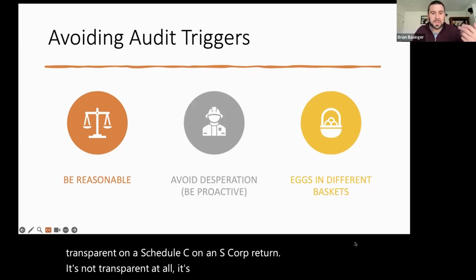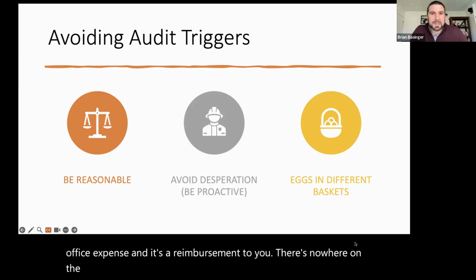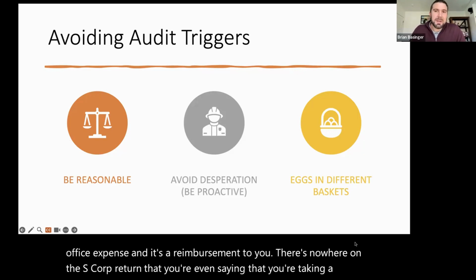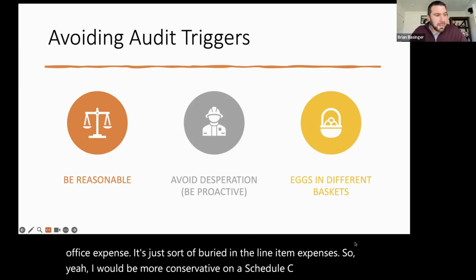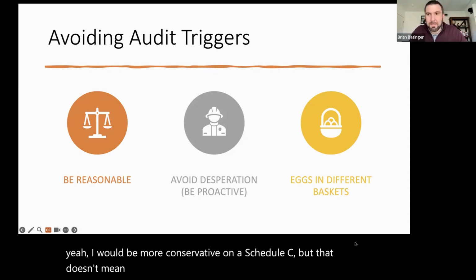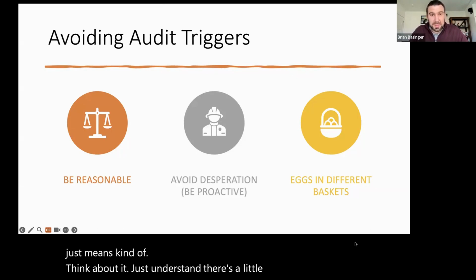All it is to the S Corp is rent expense or office expense, and it's a reimbursement to you. There's nowhere on the S Corp return that you're even saying that you're taking a home office expense. It's just sort of buried in the line item expenses. So yeah, I would be more conservative on a Schedule C, but that doesn't mean don't take legitimate business expenses. It just means think about it. Just understand there's a little bit more transparency and a little bit more audit risk.